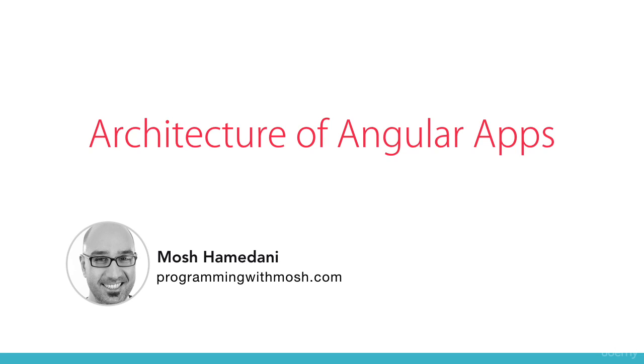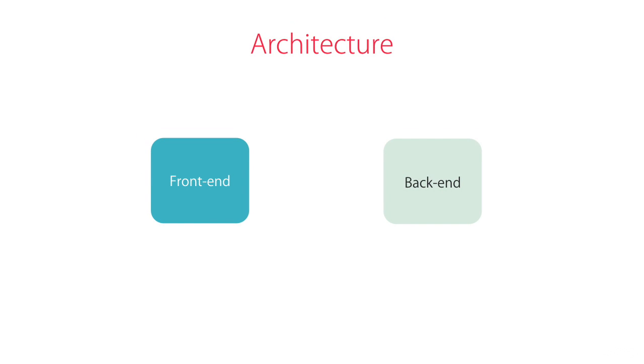All right, now that you know what Angular is, let's take a look at the architecture of Angular applications. A lot of modern applications have at least two parts, a front end and a back end. The front end, also called the client, is the part that runs in the web browser, and this is what the user sees and interacts with. So it essentially includes the user interface or UI of an application. We use HTML, CSS, TypeScript, and Angular to build the front end.